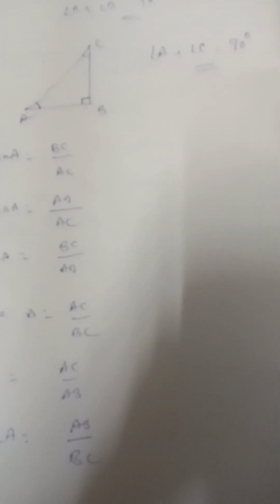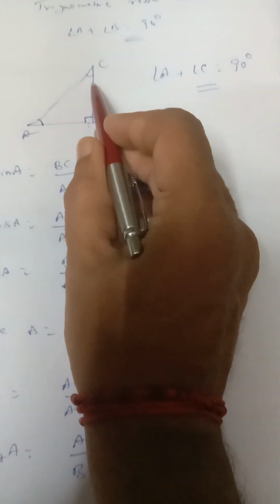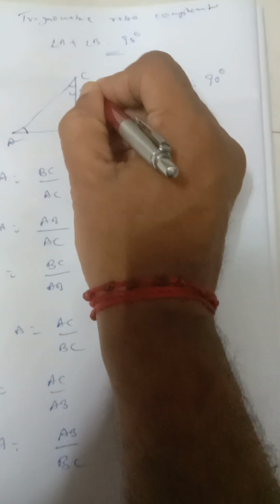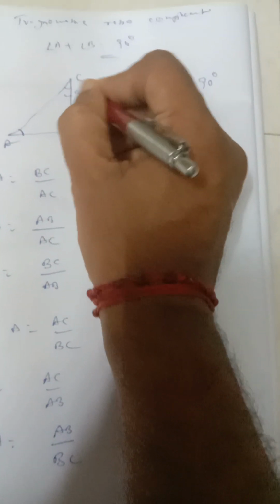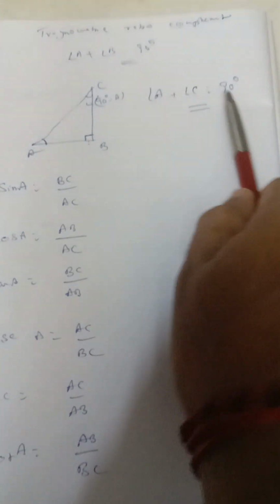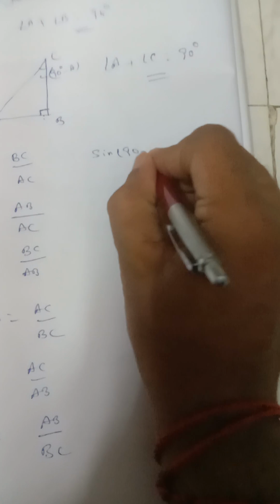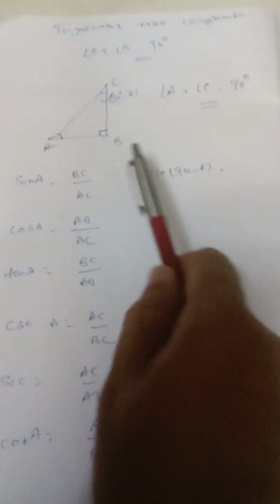Now, what happens to the trigonometric ratio of this complementary angle? That means, instead of writing angle C here, what can we write? 90 minus A. This is called 90 minus A. Because A plus C is equal to 90, so C is equal to 90 minus A. Now, sine 90 minus A. That means this angle. Sine 90 minus A.